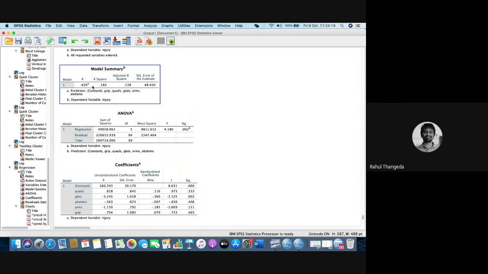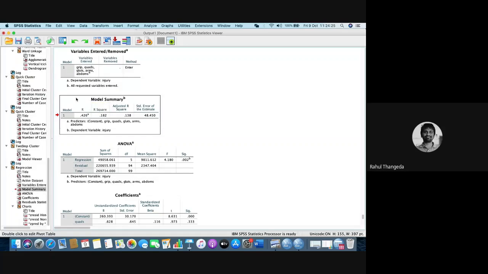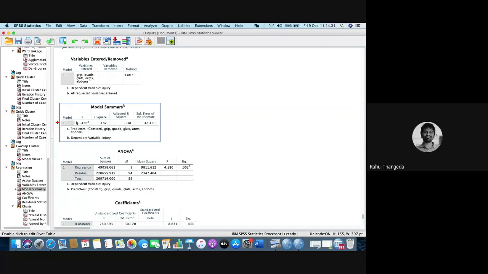So this is my model summary. It starts with this place. Okay. The model summary says my R value is 0.426, my R square value is 0.182, and my adjusted R square value is 0.1.